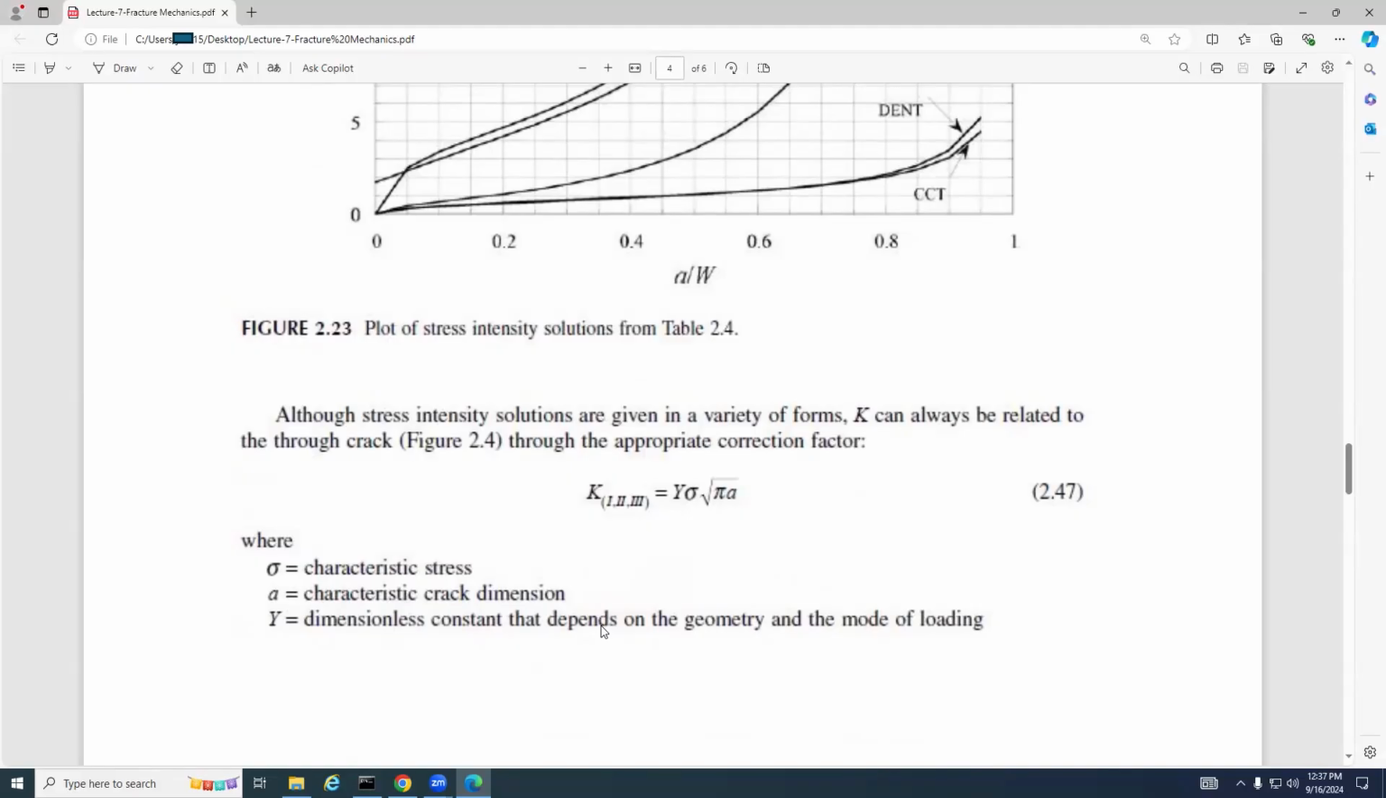So this is called Y, or sometimes we use lambda. Y is called the dimensionless geometrical correction factor. Depending upon what kind of loading you apply and what kind of geometry your specimen has, Y is called dimensionless geometrical correction factor because it is based on the geometry of the specimen.